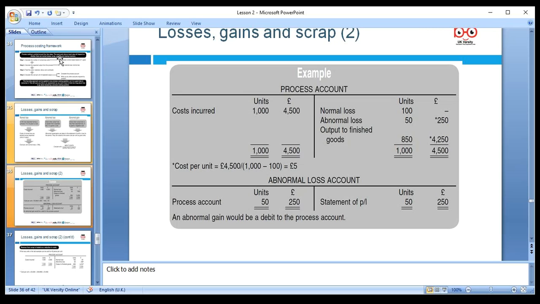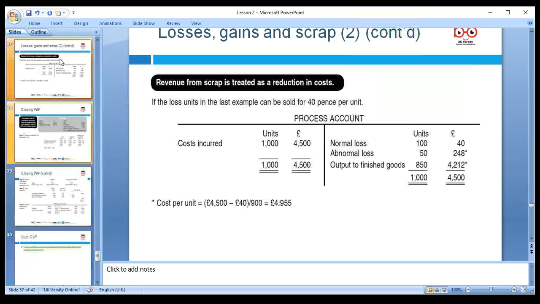Okay, if we have any normal loss scrap value, we can multiply and look at it. So we have this plus this, that makes a total of 4,500, and the abnormal loss account. So we can say the 50 units, £250, goes in the profit and loss. Okay, so process accounts, revenue, scrap: if we have a scrap value, which we expect on the 100 units, and we can sell it, like 4,500 minus 400, we can recover it. So the cost will drop to 4.955.